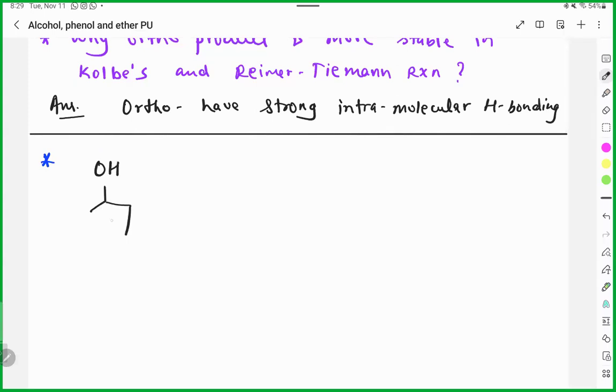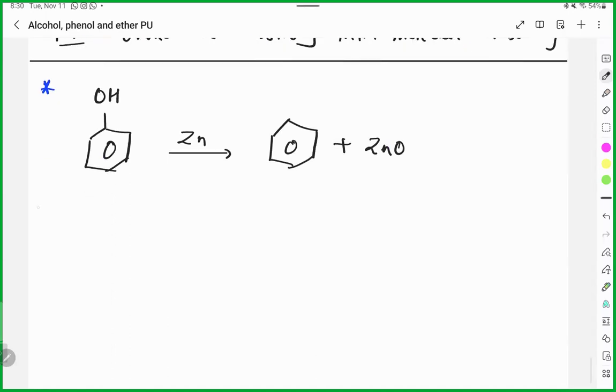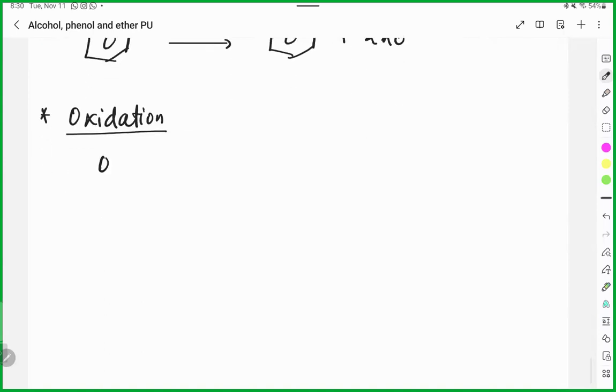If it reacts with the zinc, what will be the product? Benzene and zinc oxide. Why? Sir, because when it's heated, the OH will get reduced. Zinc oxide is a stable compound. And the last is oxidation. If you take oxidation of phenol, what will be the product? Sir, benzoquinone.